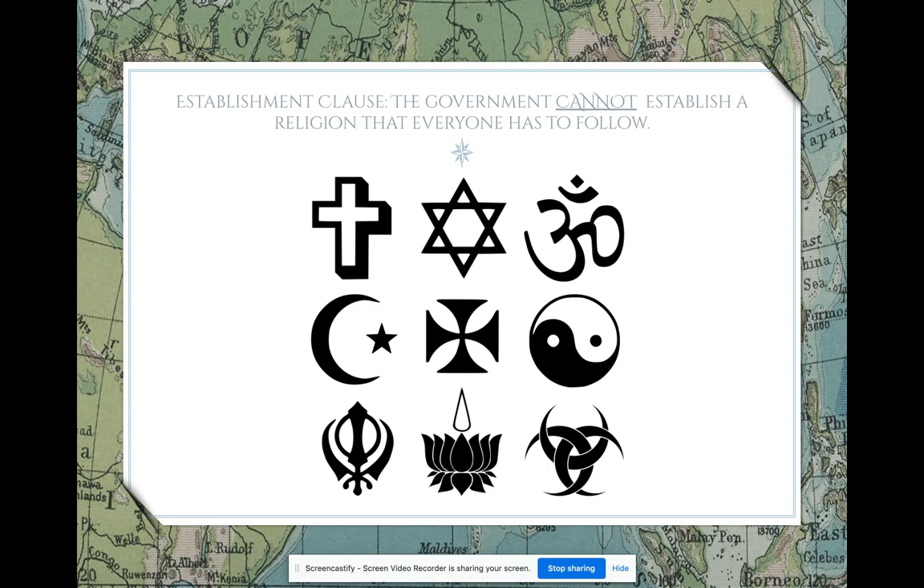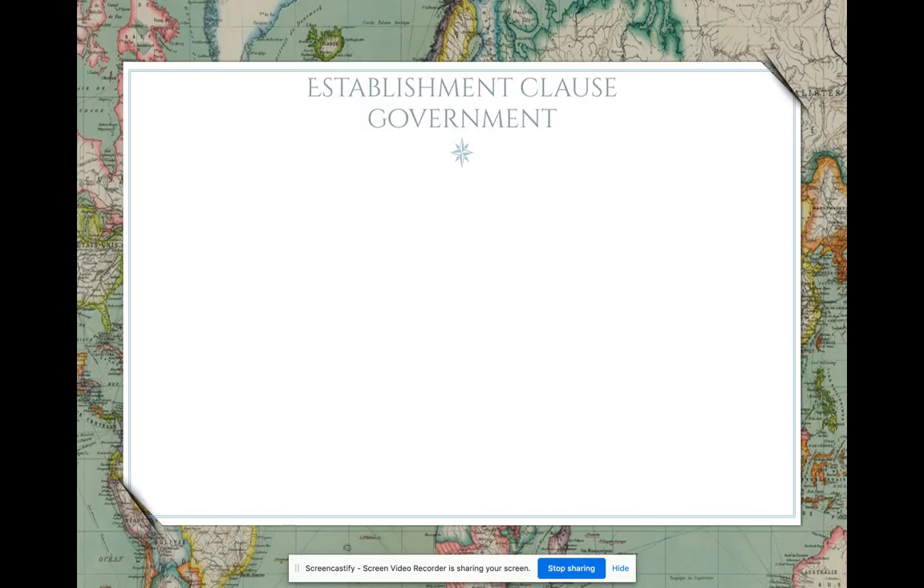It doesn't matter how many people believe in a religion or don't believe in a religion, it's your choice. So you can't do the whole thing like, well, most people are this. Nope. They have to protect everybody. Now, the other part is the Establishment Clause.